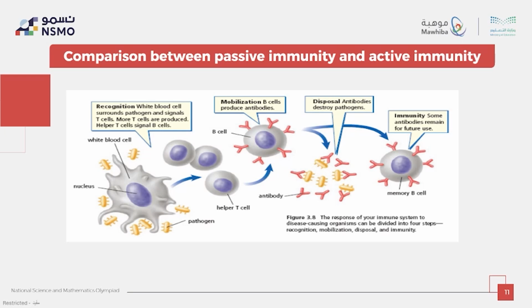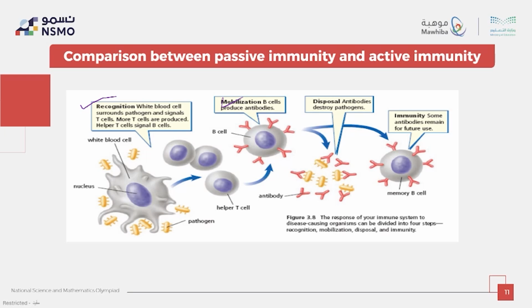Okay, so let's illustrate the diagram step by step. First step is recognition. A white blood cell recognizes the pathogen and surrounds it, and it sends signals to activate T cells. That's the first step. Move on to the second step, mobilization. So helper T cells signal the B cells to start producing antibodies.